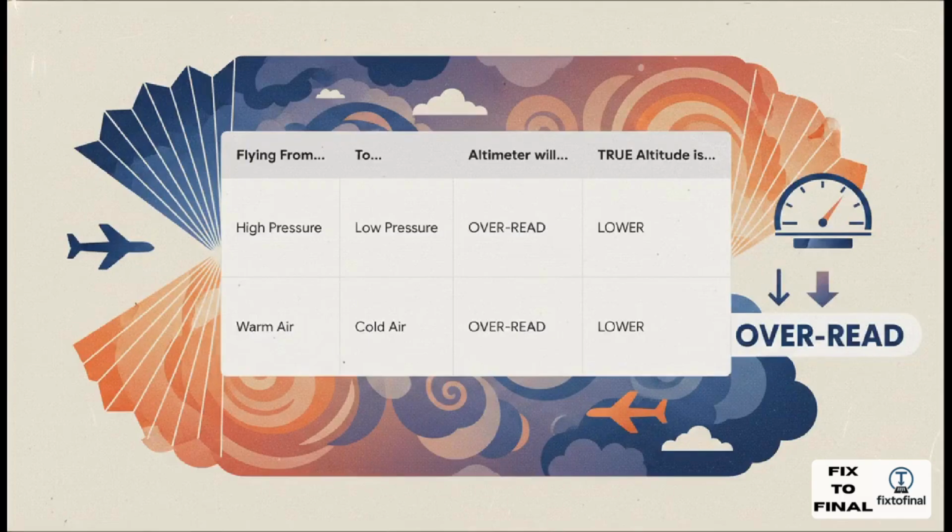And here's the kicker. It's not just about pressure. Remember our accordion? The exact same dangerous error happens with temperature. If you fly from a warm block of air into a much colder one, those pressure levels get squeezed together, and your altimeter will, you guessed it, overread. This chart shows the two golden rules, flying from high pressure to low or from warm air to cold. In both cases, your altimeter reads high and your true altitude is dangerously low.